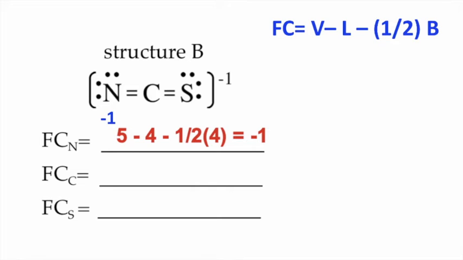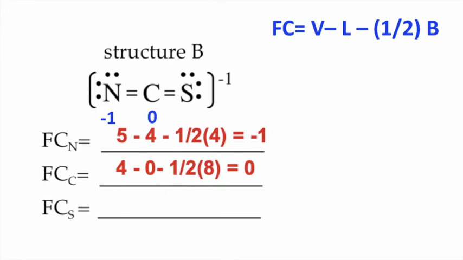Let's take a look at the carbon. We have 4 valence electrons. We do not have any lone pairs, so we subtract 0. We have 8 electrons that are tied up in those bonds, and we add these all together, we get 0. We'll put that right under the C.